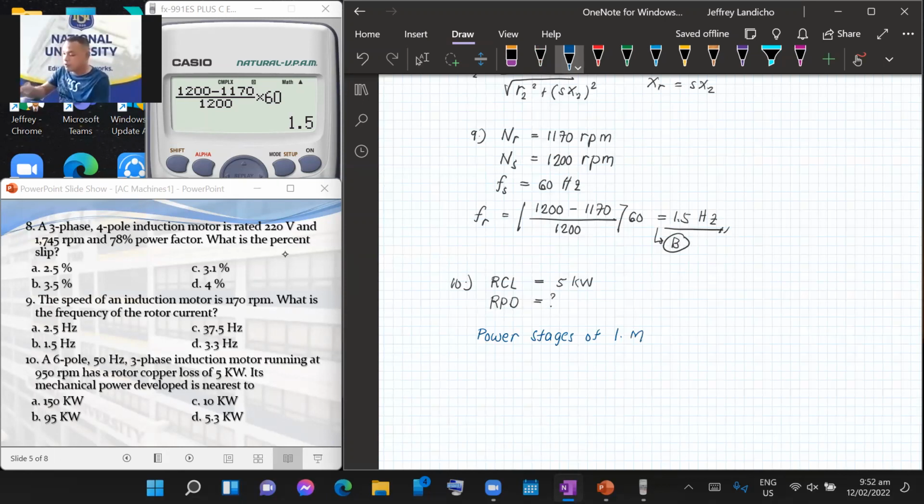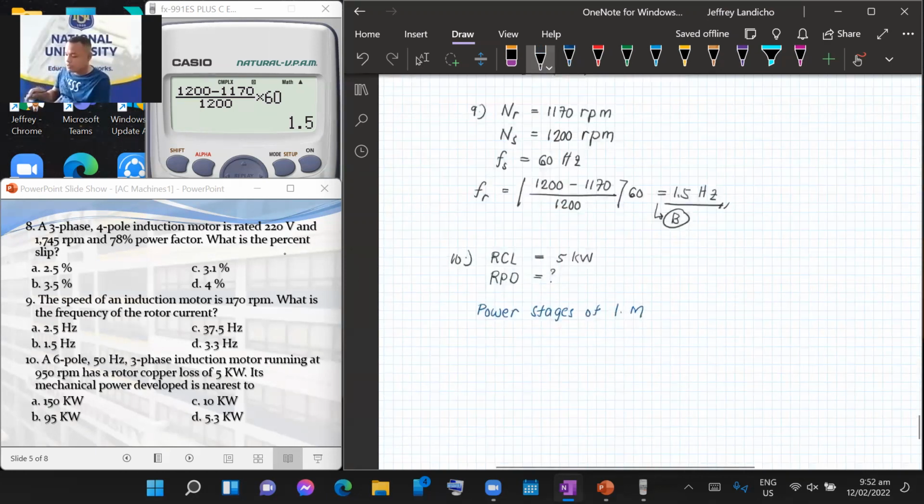Okay? So motor pa rin yan. So that should be electrical to mechanical. So therefore, yung ating input is electrical. Saan ba yung ating input side? The input is always at this stator. Kaya ang tawag natin sa power input, SPI. So SPI stands for stator power input.